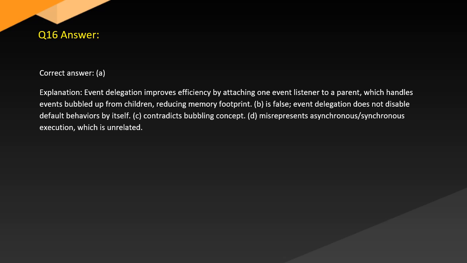Answer. Correct answer, A. Explanation. Event delegation improves efficiency by attaching one event listener to a parent which handles events bubbled up from children, reducing memory footprint. B is false. Event delegation does not disable default behaviors by itself. C contradicts the bubbling concept. D misrepresents asynchronous execution, which is unrelated.